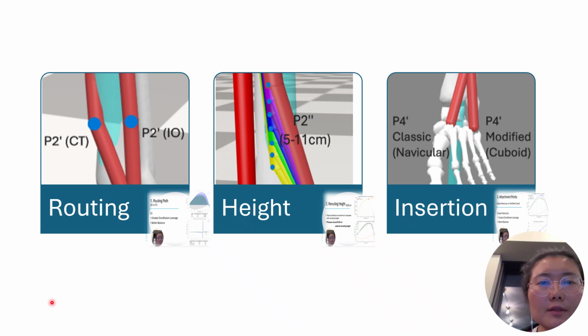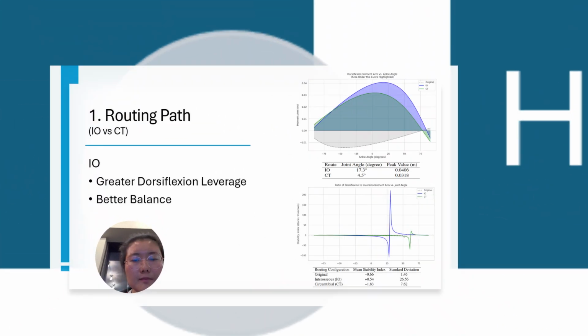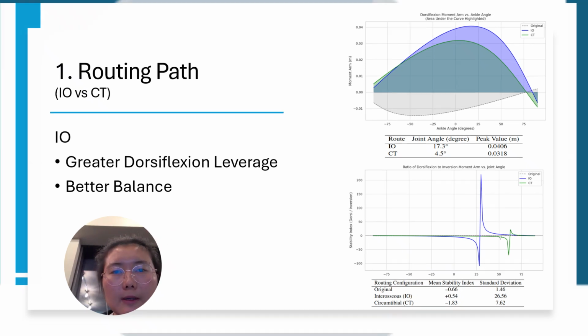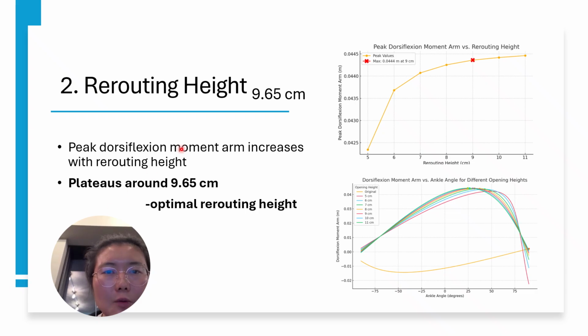And the results are split into three parts. First, in terms of the routing pathway, I found that the interosseous route produced a greater dorsiflexion moment arm and offered more balanced foot movement compared to the circumtibial route. Second, when looking at the rerouting height, I found that the dorsiflexion moment arm increased as the height went up and plateaued around 9.65 centimeters. This suggests a sweet spot where muscle tension and biomechanical benefit come together.